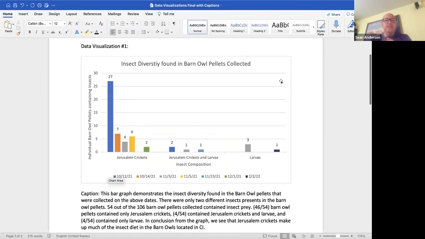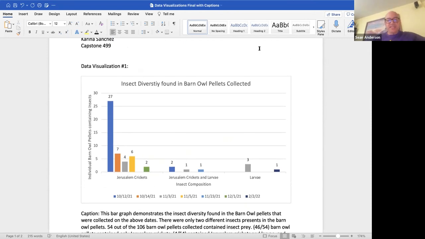Okay, so it'll be like this. Instead of saying Jerusalem crickets, that part of your graph would say October 12th. And that's going to be the species group one, species group two, species group three, species group four for the colored bars. Does that make sense?